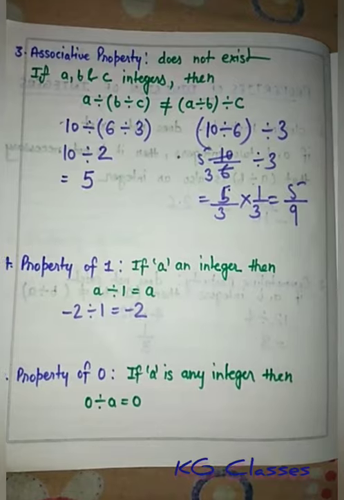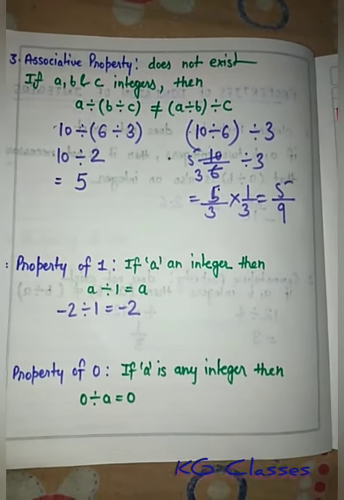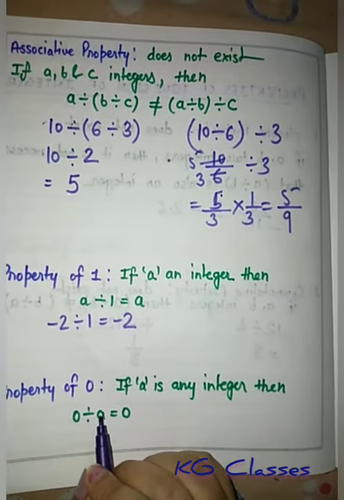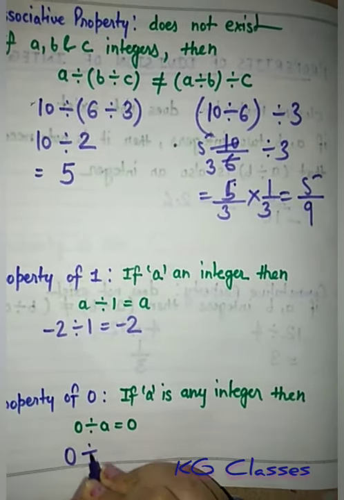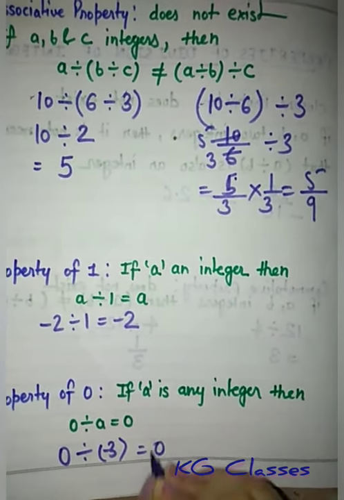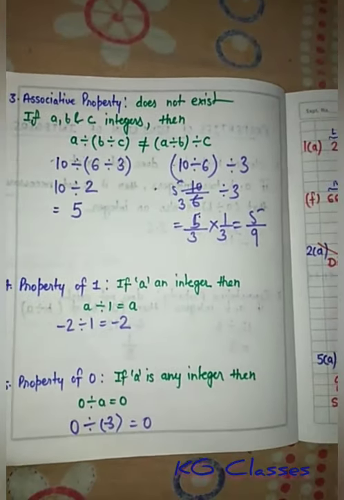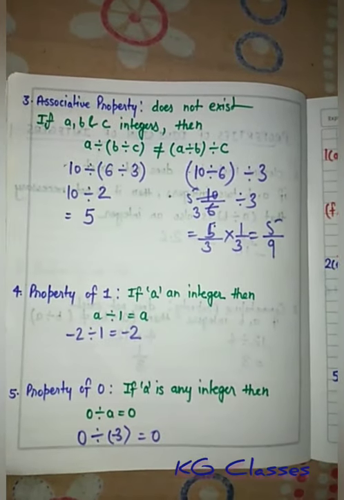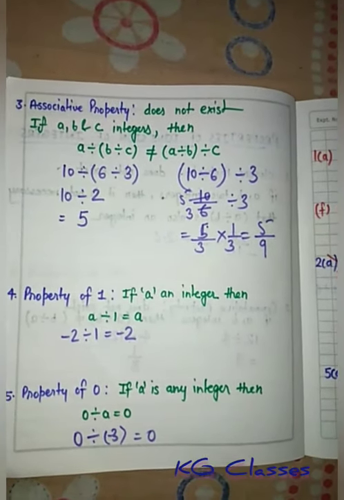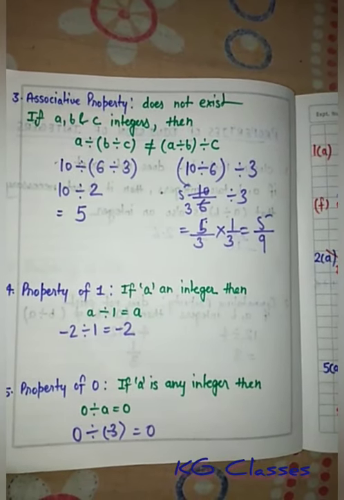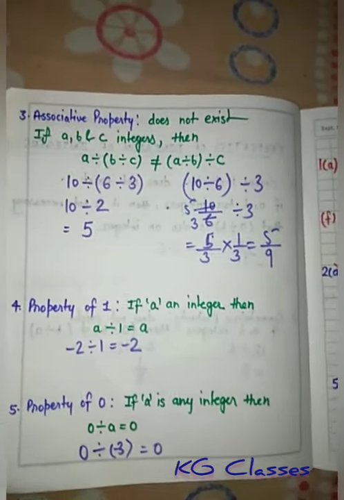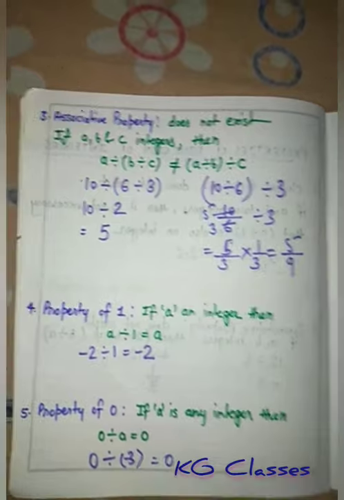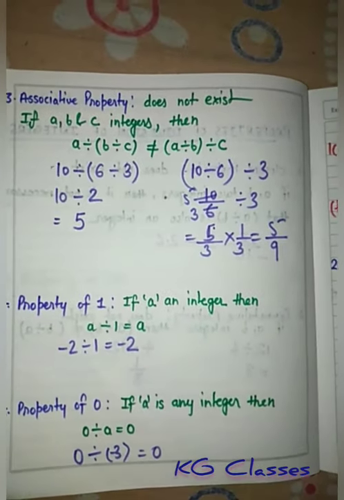Next property is property of 0. If a is an integer, then if we divide 0 by an integer, we will get 0 in answer. We can see here 0 divided by minus 3, what will we get? 0. So it is also applicable here. We can see that in division of integers we have only two properties which exist here, property of 1 and property of 0, and three properties, closure, commutative and associative, don't exist here. So I hope it is clear to you.